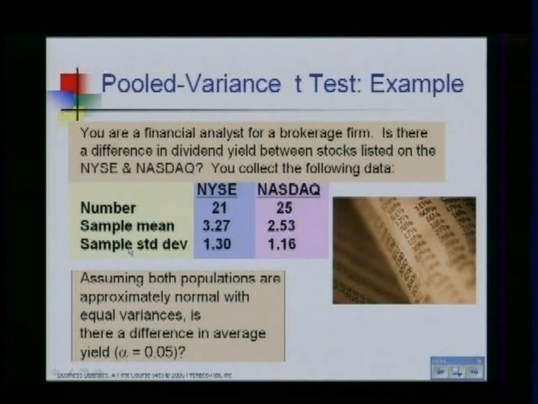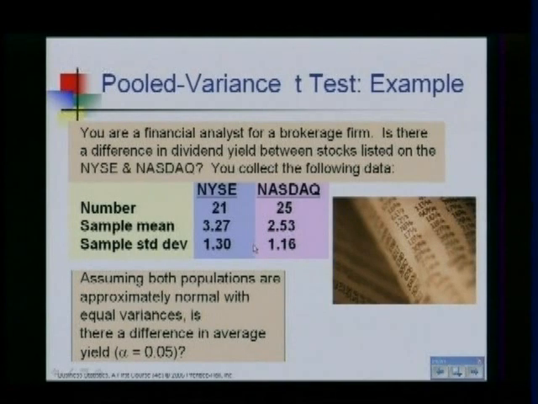Notice these are sample standard deviations. That's why I'm having to use t instead of z. If they were population values, we could use z. We're assuming the populations are normally distributed with equal variances. Here's the question: is there a difference in average yield? Two key words there: difference, that tells me it's a two-tailed test, and average, which means we're talking about the mean. Average, difference, and we have sample standard deviations, so it's got to be a t problem. That's what you want to be able to do, recognize what kind of problem it is.